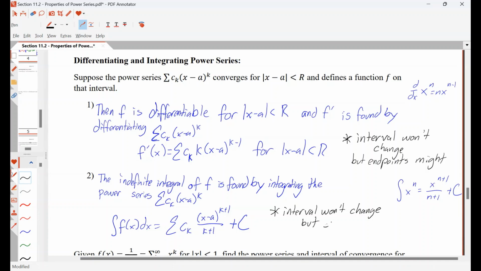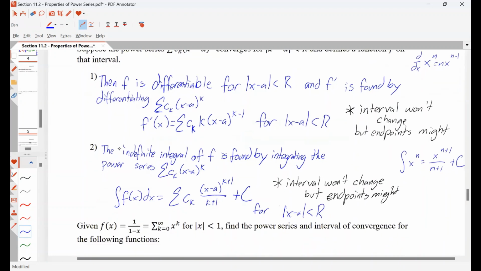Because this indefinite integral is true for the absolute value of x minus a being less than r, and c is an arbitrary constant.